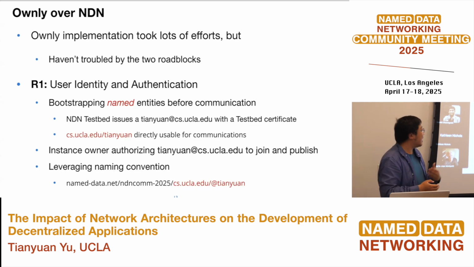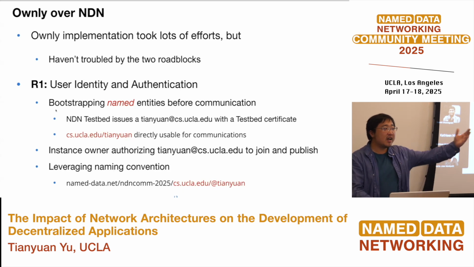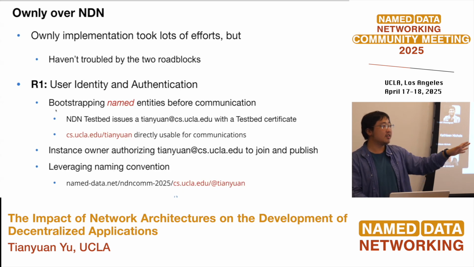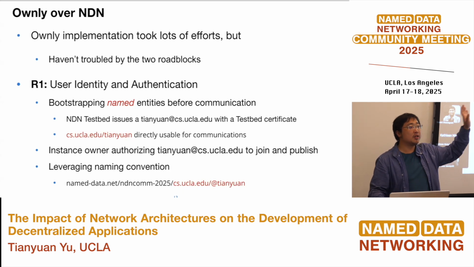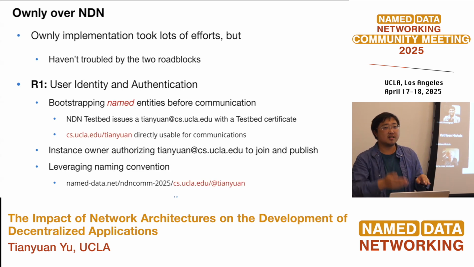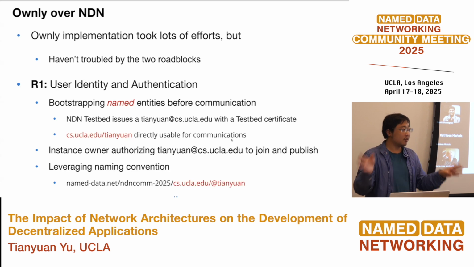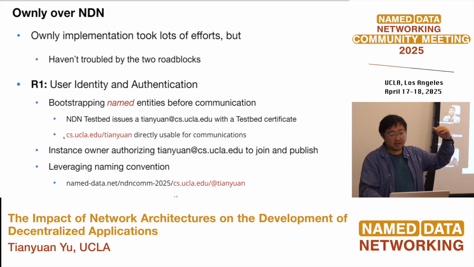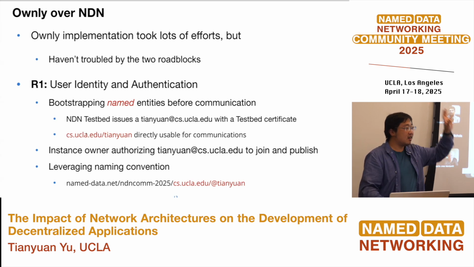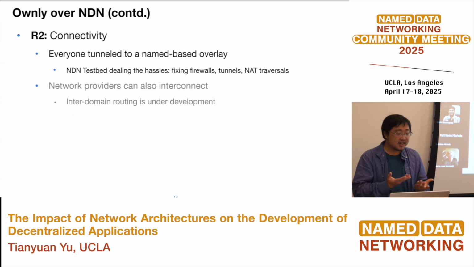For example, if I use my email address to get authenticated and bootstrapped in a testbed network, I already have a name, cs.ucla.edu/Tianyuan, and this is a name that can be directly used for communications. I can put my data under this prefix, and others can directly fetch it. And as workspace owner, we merely invite this email address into the workspace, and we can have naming conventions to ensure the binding between the original user identity on the network and the real user identity in the application scope.